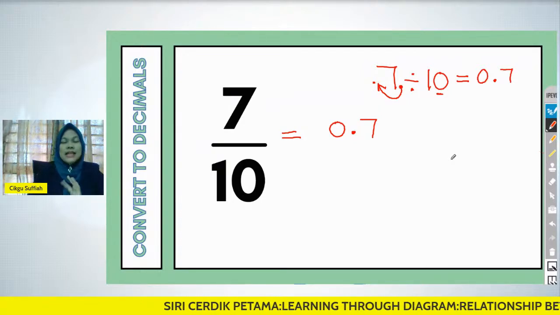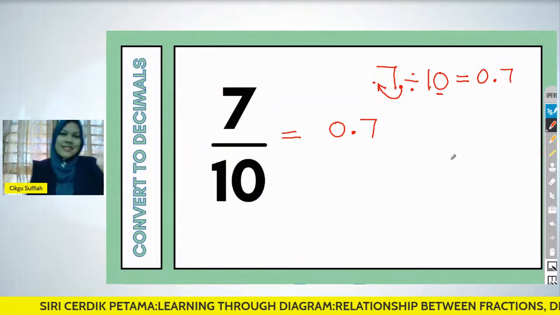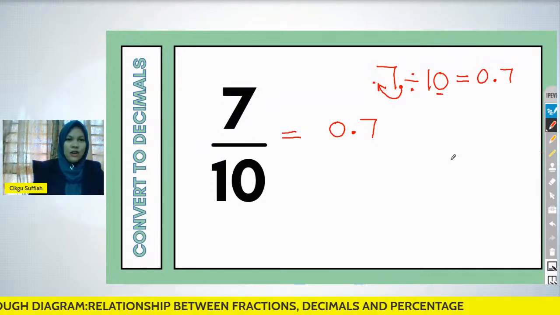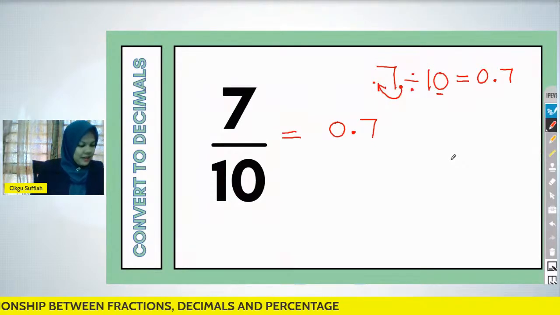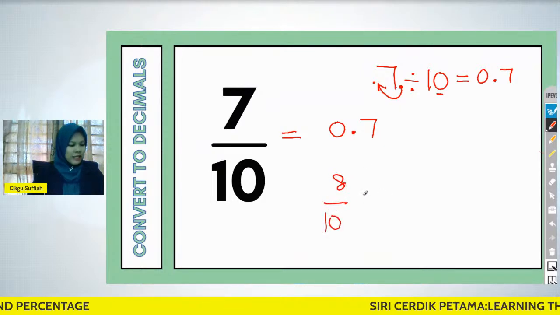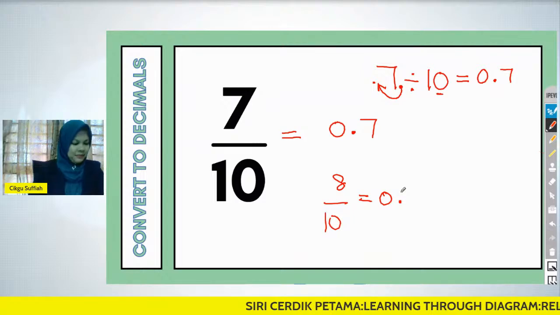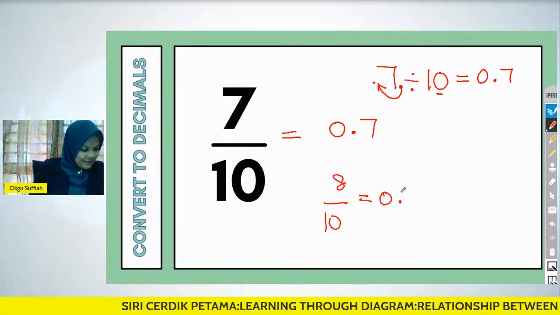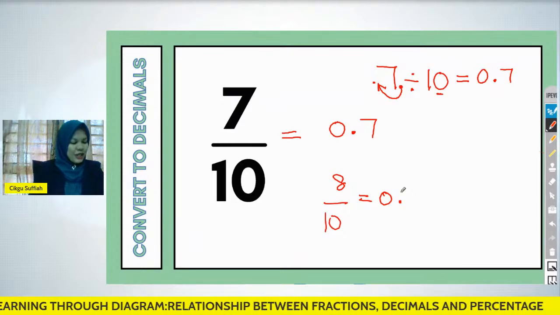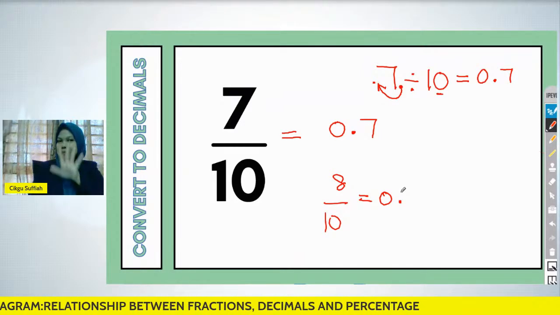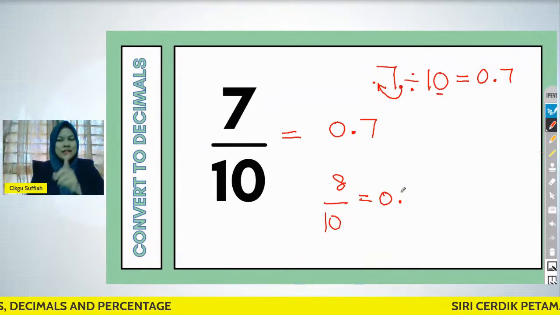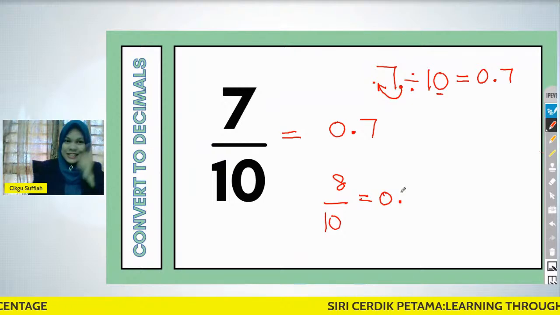Once you know 7 over 10, if let's say I ask you, convert for me 8 over 10. Can everyone share? Convert 8 over 10 to a decimal. 8 over 10 equals 0.8. Thank you, good job. See? Very fast. Once you know 7 over 10 is 0.7, you will know 8 over 10 is actually 0.8. So just remember that, okay?